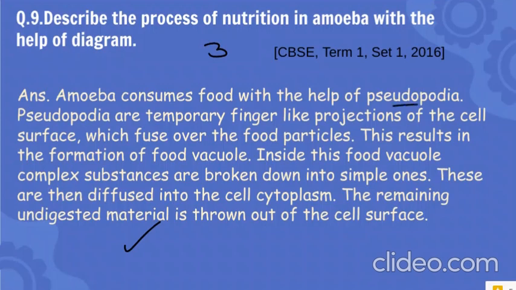Amoeba consumes food with the help of pseudopodia, that is nothing but false feet. Correct? Through false feet it engulfs the food, the extensions of the cell surface fuse over the food particles and engulf them. This results in the formation of food vacuole. When the pseudopodia is taking the food, it will convert into a food vacuole. Now inside this food vacuole the substances are broken down by enzymes, and then when digested it gets diffused into the cytoplasm. Okay, and the undigested material is thrown out again through pseudopodia. So through pseudopodia food goes in and also goes out.